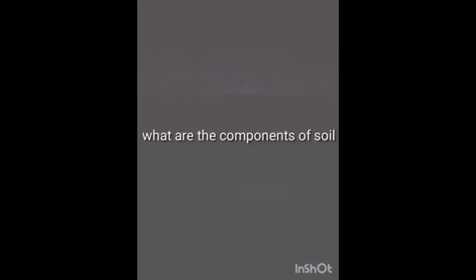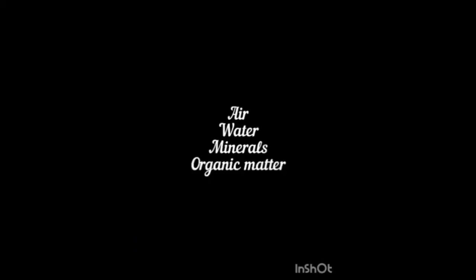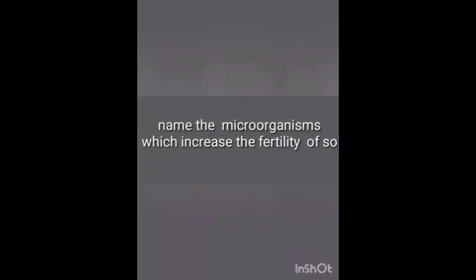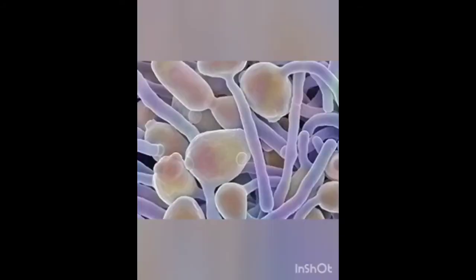What are the three reasons for the variation in the water content in different types of soil? Availability of water, differences in the rate of evaporation, the capacity to retain water, and differences in organic content are the reasons for the variation in the water content in different types of soil. What are the components of soil? Air, water, minerals, and organic matter. Name the microorganisms which increase the fertility of soil. Fungi and bacteria. What are the contents of soil which are suitable for agriculture? Soil with high organic content.